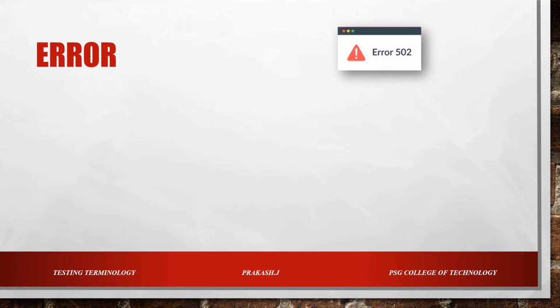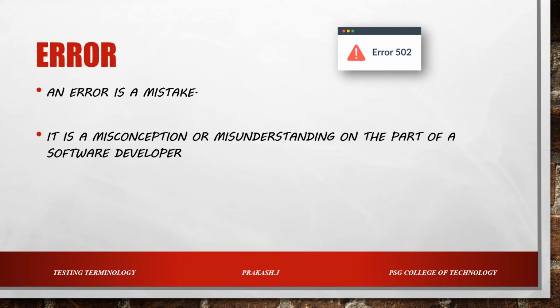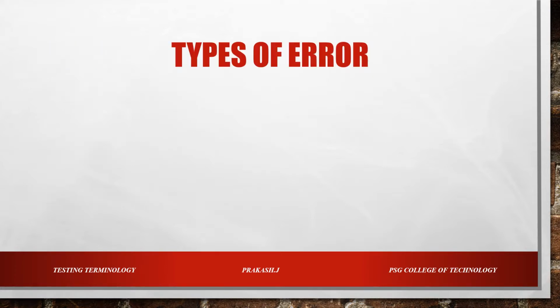What is an error? Error is also called a mistake, or it is a misconception or misunderstanding on the part of a software developer. Who detects this error? These errors are detected by the developers. The errors are classified into various types. We will look into some of the common errors that occur in software testing.